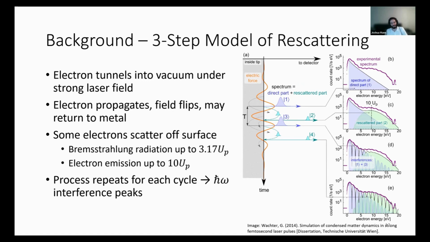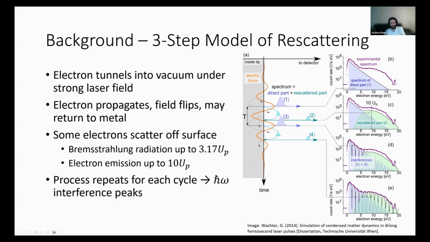So there's going to be some interesting dynamics going on near the surface. If you just had static field emission, you'd emit electrons and they just leave the material, and that would be the end of the story. But in this case, with a laser, the field is oscillating, so there's a little bit more going on there. In this picture, we have time on the vertical axis going downward, and the electrons are initially living in the metal over here on the left.